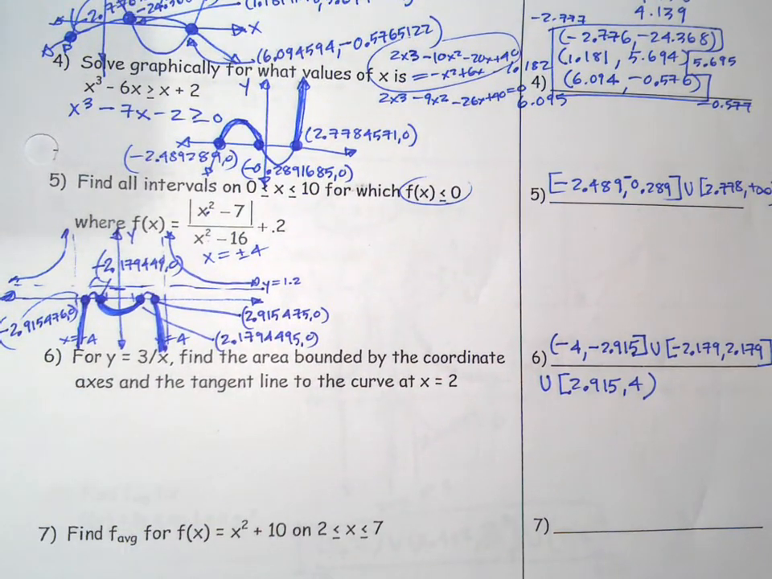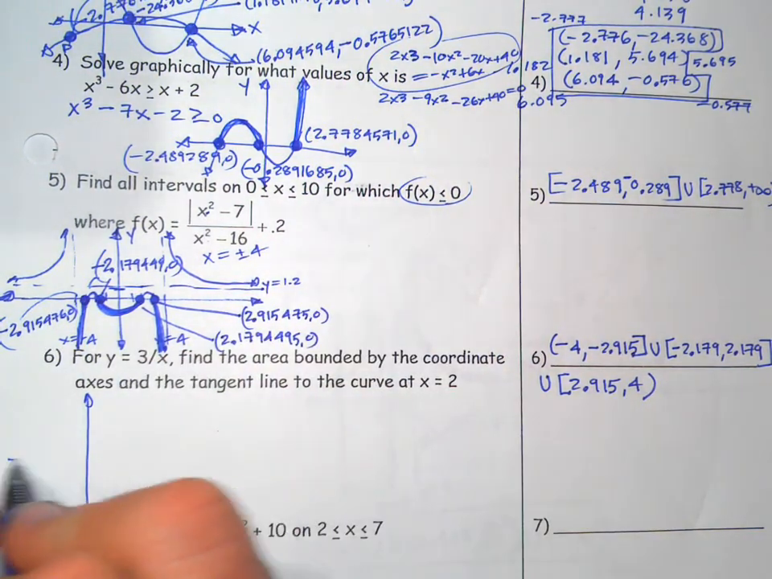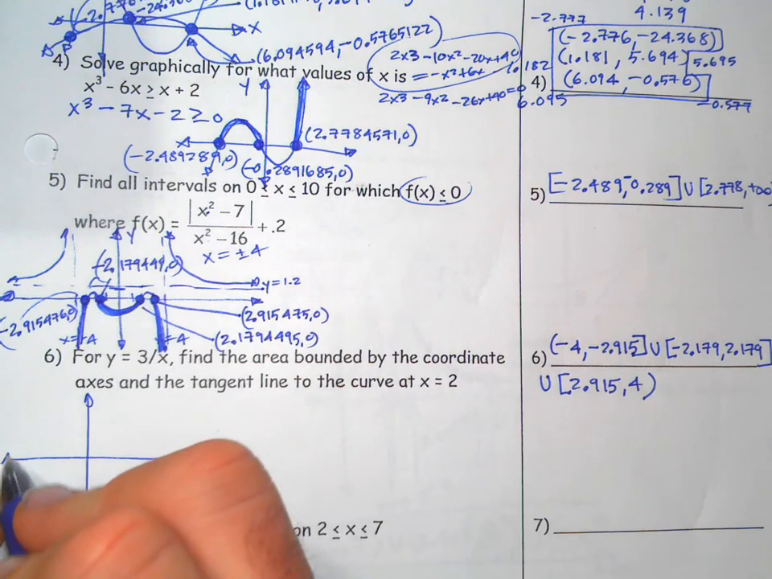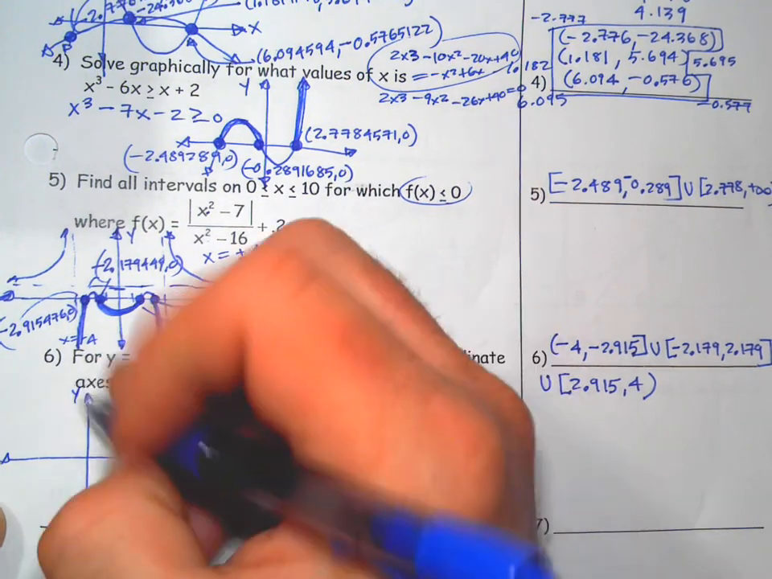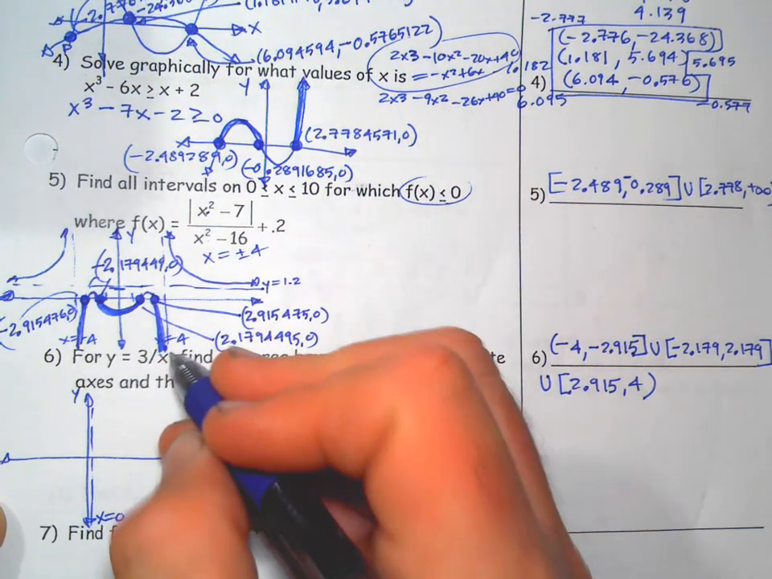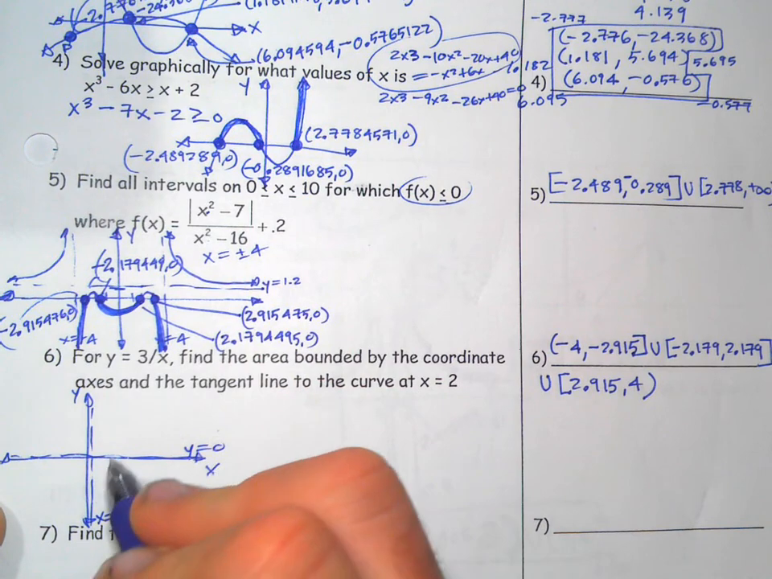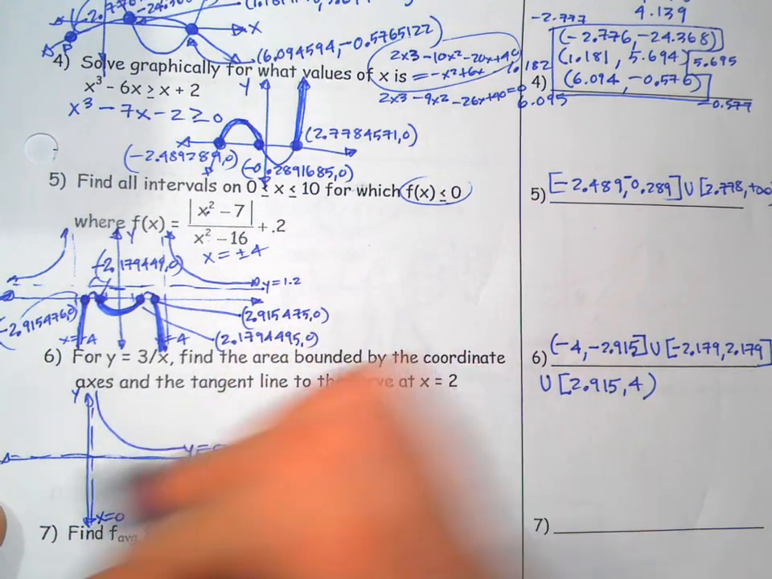Okay, y equals 3 over x. Find the area bounded by the coordinate axes and the tangent line to the curve. So I think we did something like this on some of the review assignments before. So 3 over x, I think you guys should be able to graph that. It's a very basic rational function. It has a vertical asymptote at x equals 0. If you plug in really big numbers, it goes to y equals 0. If you plug in a positive, it's like this. You plug in negatives, like this.